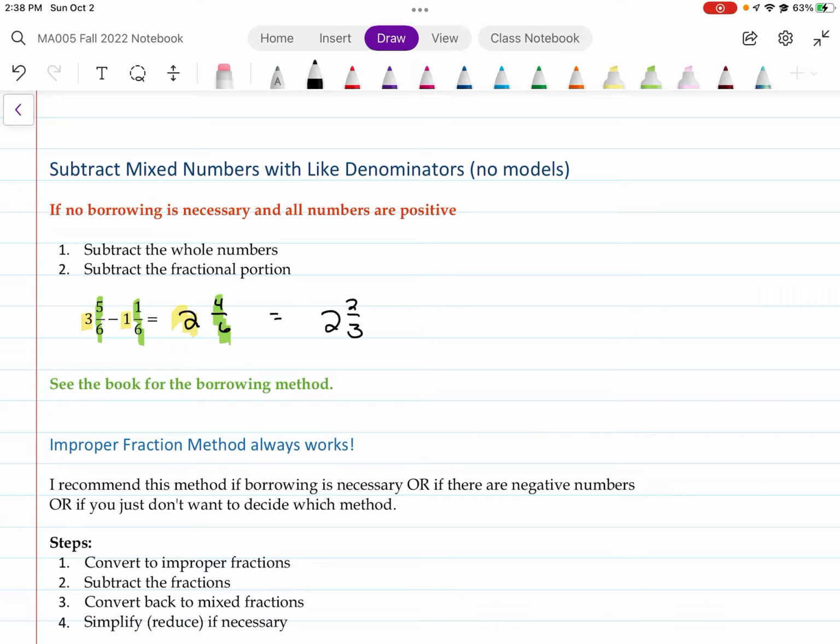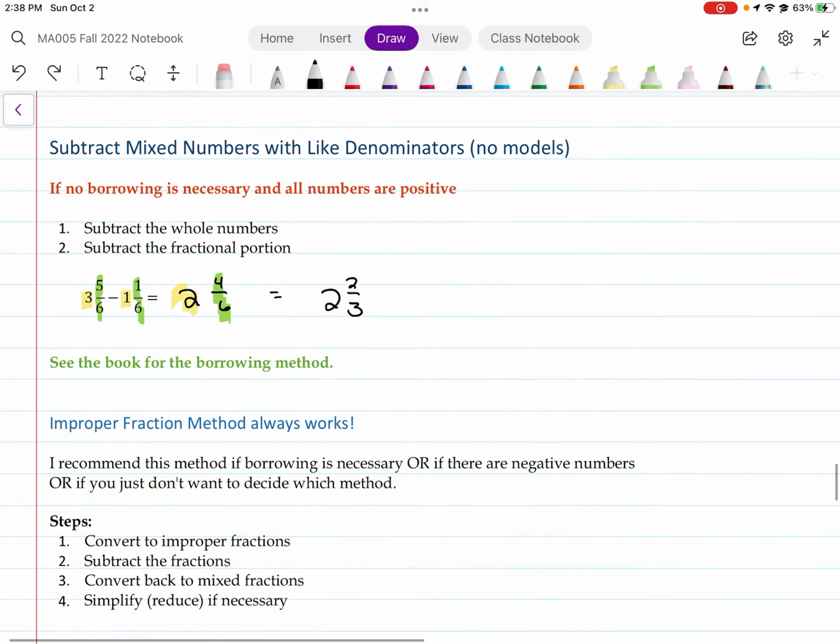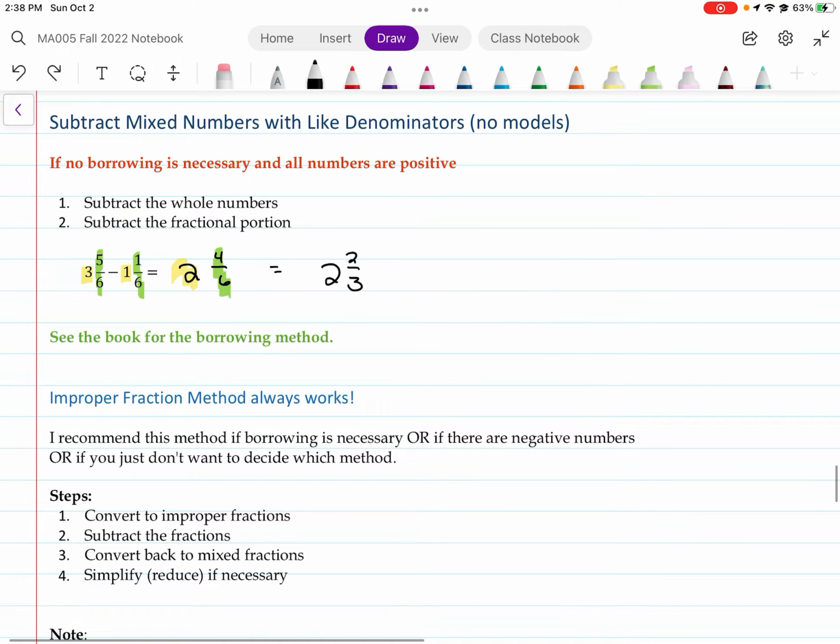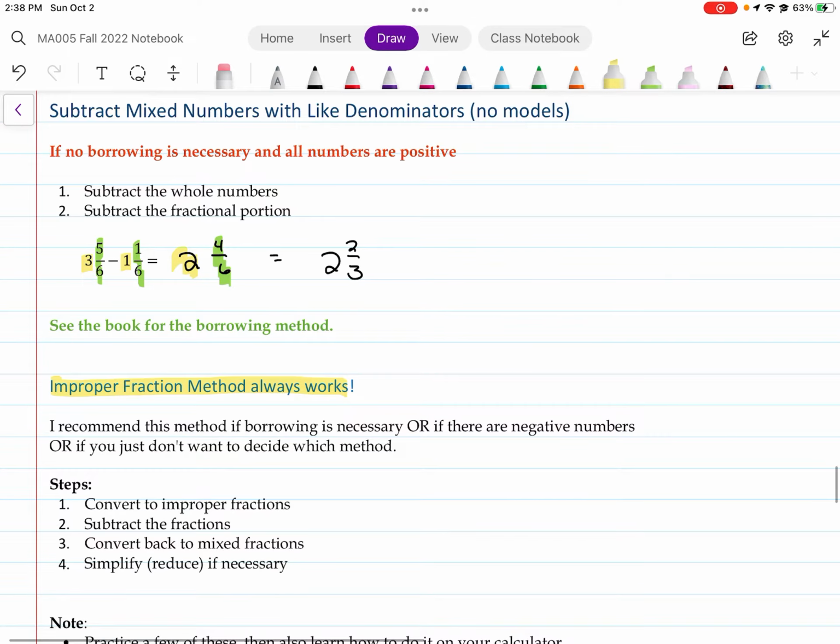All right, now here's the problem. What if this number was bigger than 5? Or if they were switched, if it was 1/6 on the left and 5/6 on the right? Well, you're going to have to borrow. Borrowing is a mess. So the improper fractions method always works. It always works. So I recommend this method if borrowing is necessary, or if there are negative numbers, or if you just don't want to decide which method, because it always works. So you convert to improper fractions, you subtract the fractions, you convert back to mixed numbers, and then you simplify.